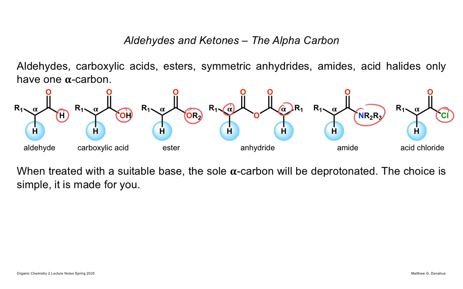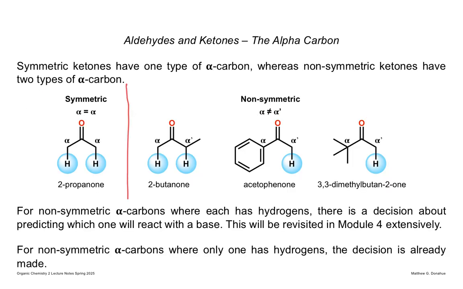The thing you have to pay the most attention to are ketones. There are two types of ketones. I put that red line in there to show you that there are symmetric ketones. Starting from the carbonyl, going out left or right, if those side chains are the exact same, those are symmetric compounds. And really what that's telling you is both alpha carbons are the same.